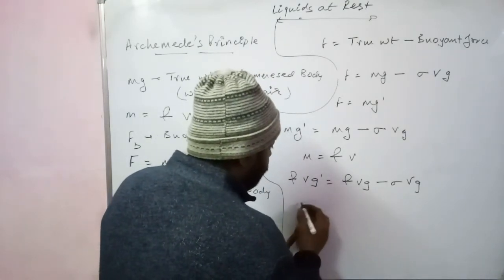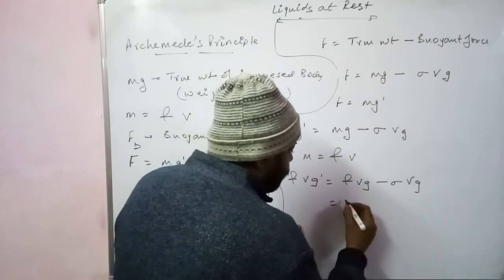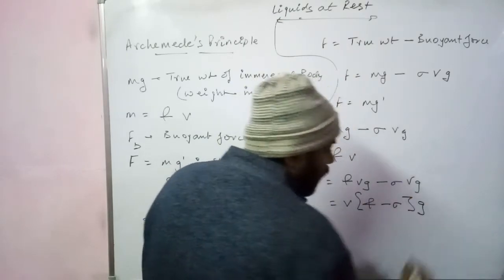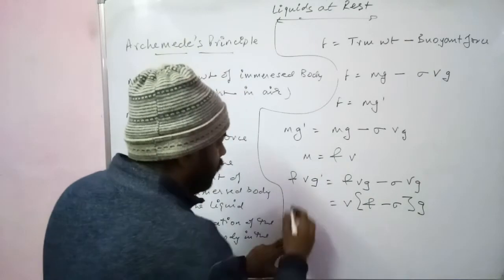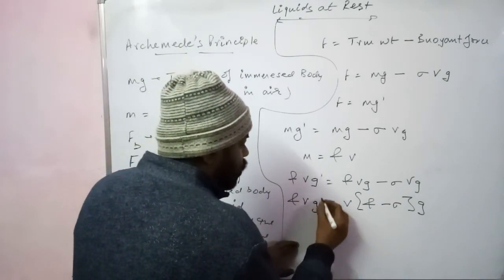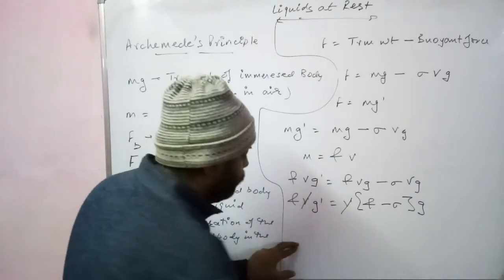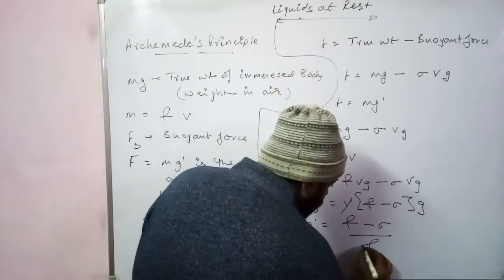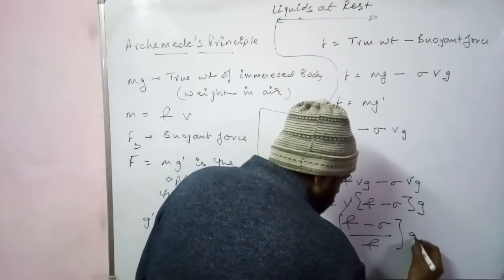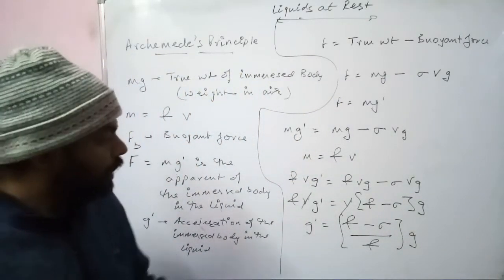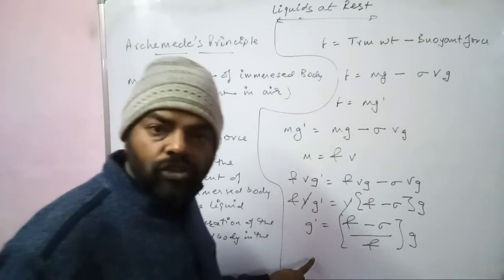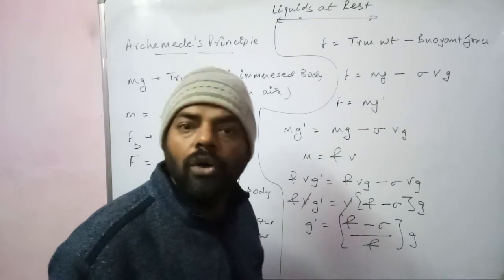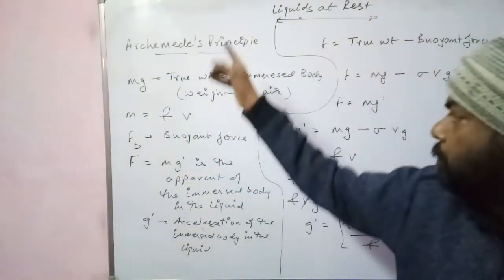So we can say, sirs, that V is made common. It is rho minus sigma. G is made common. G is the acceleration due to gravity. It is rho into V into G dash. This V cancelled out. So this G dash is written as rho minus sigma divided by rho multiplied with small g. Got it, sirs? So it is the relationship between the acceleration of the immersed body in the liquid and the acceleration due to gravity. Okay, sirs? Got it? पहले आप यहां तक ये पूरी कैलकुलेशन एक बारी कॉपी करें.